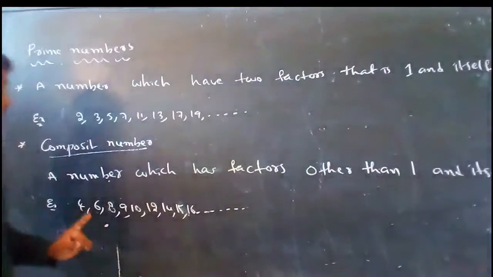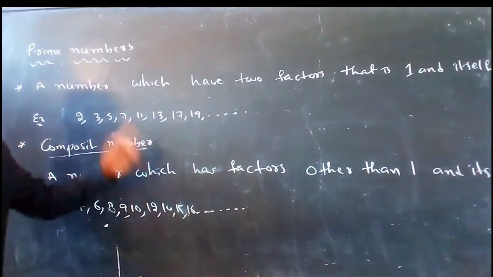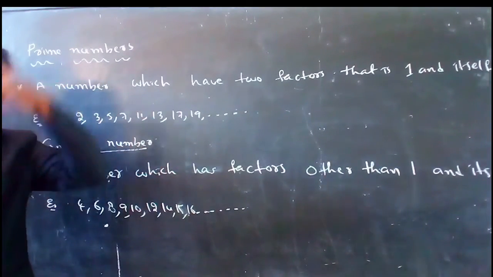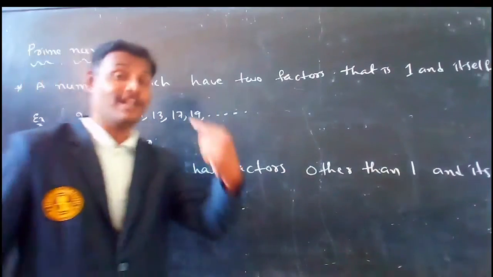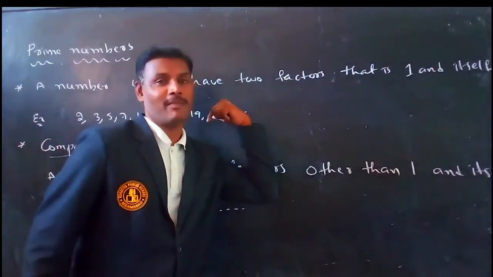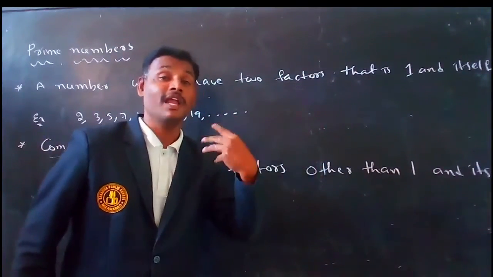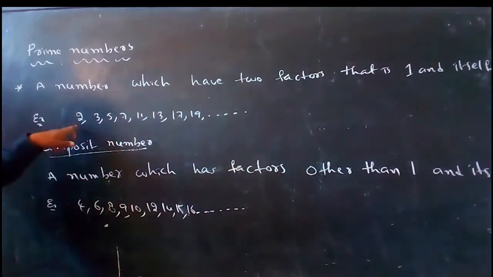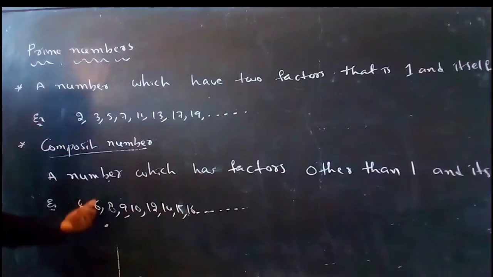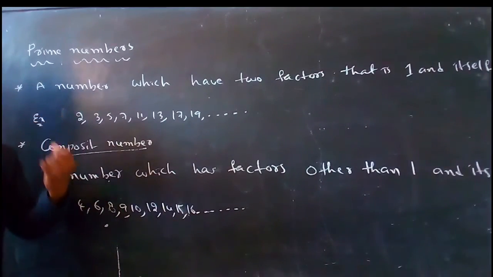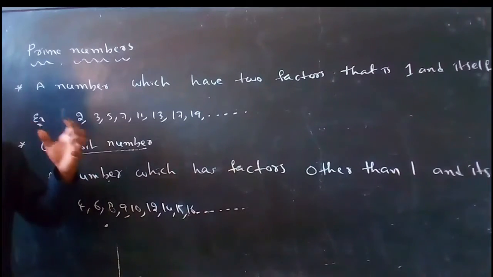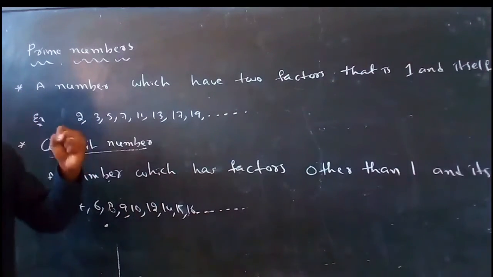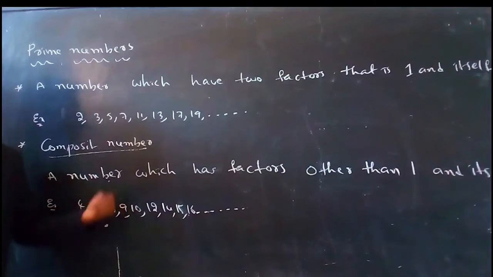What is a composite number? A number which has factors other than one and itself. If only one and itself, that is called a prime number. Other than one and itself is called a composite number. The least prime number is 2. 2 is also called the even prime number. The least composite number is 4. Composite numbers start from 4, not from 1: 4, 6, 8, 9, etc.